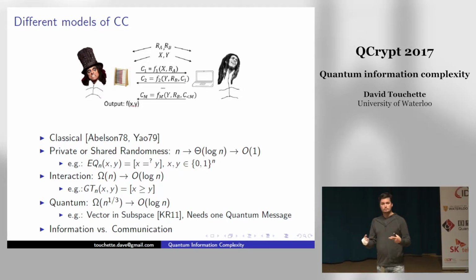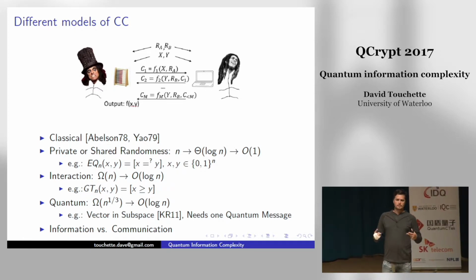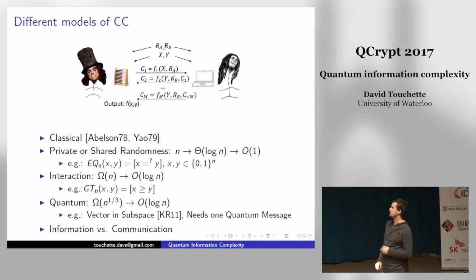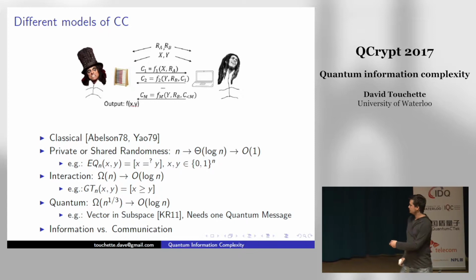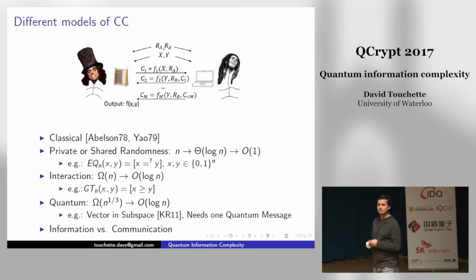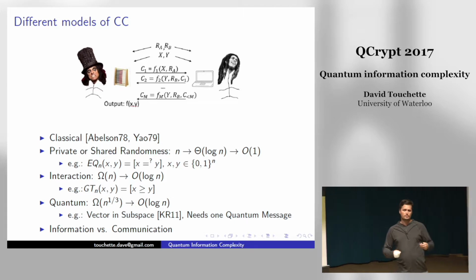And even better still, if they have access to pre-shared randomness, they could use it to publicly sample a hash function that they can use, and then they can just verify their strings are equal with very high probability using a constant amount of communication. So with public randomness, they can do the equality function with order 1 communication. But for equality, all of these protocols need only a single message.